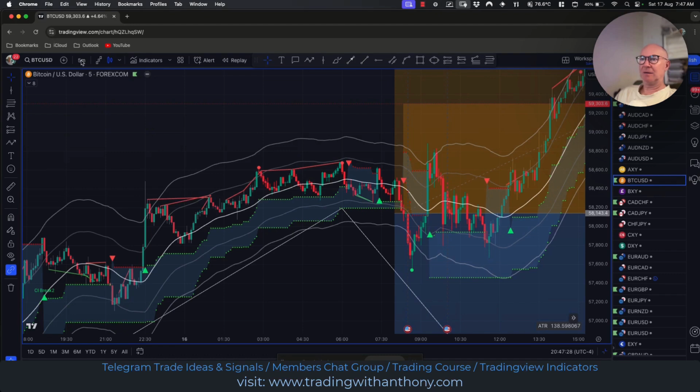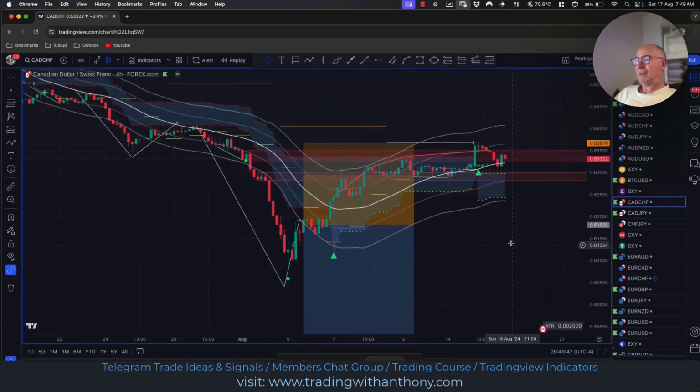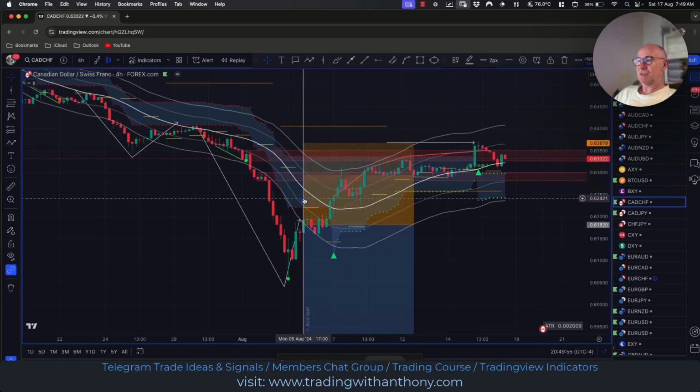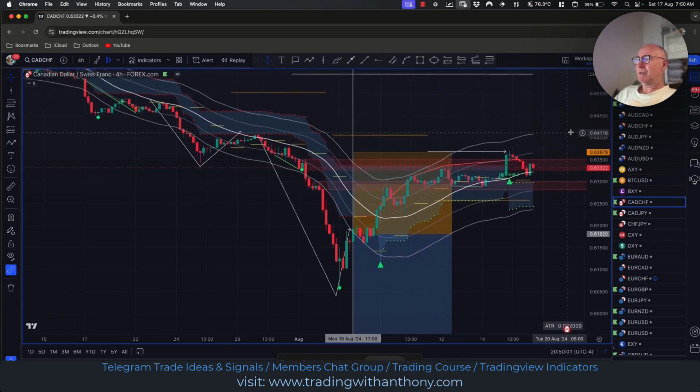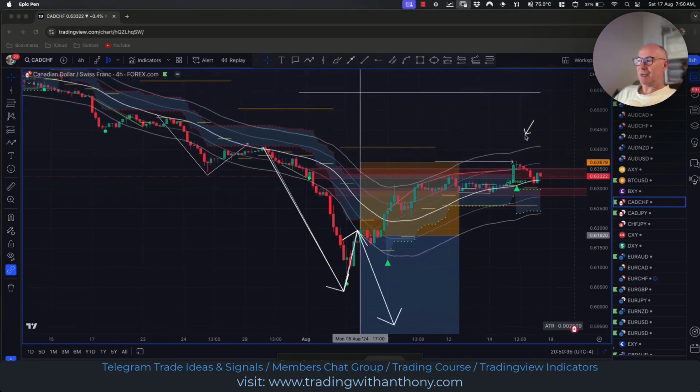If we go out, the next one was the CAD Swiss. This was a trade that carried over from way back. This was the 5th of August, so we've got 2 weeks running here. I think I mentioned this one in my last video actually, and we ended up getting taken out by about a pip on this one.